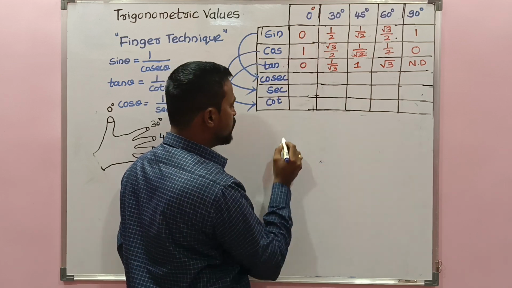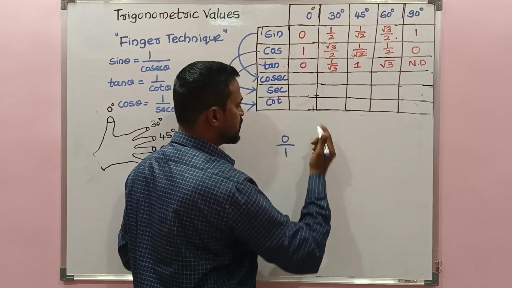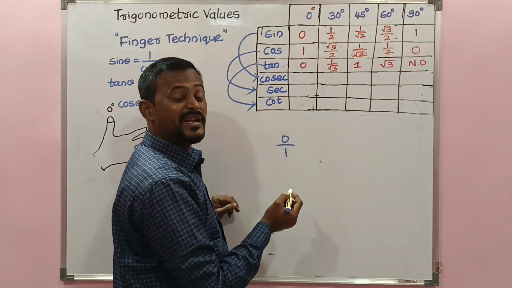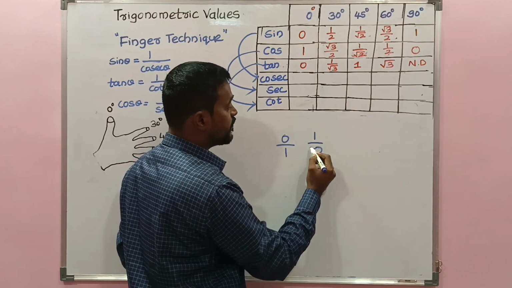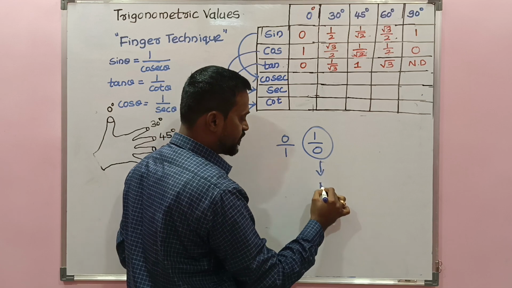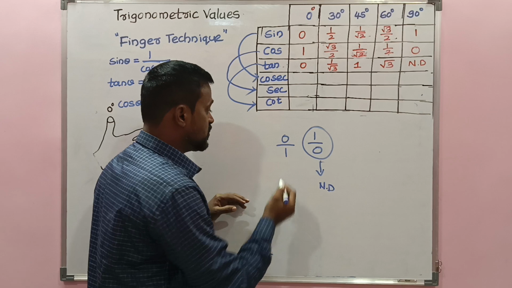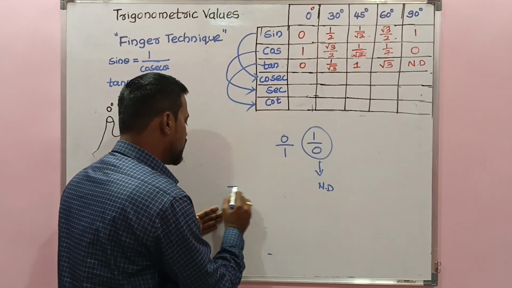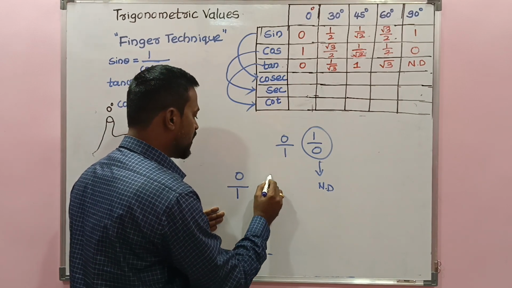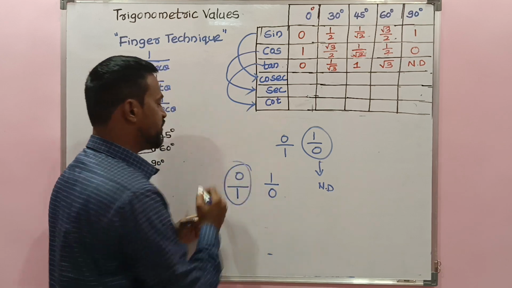So you know that 0 is nothing but 0 divided by 1. When you take the reciprocal, the multiplicative inverse, it's going to be 1 divided by 0. Here it is not defined. Why is it called not defined? Because what is the difference between 0 divided by 1 and 1 divided by 0?